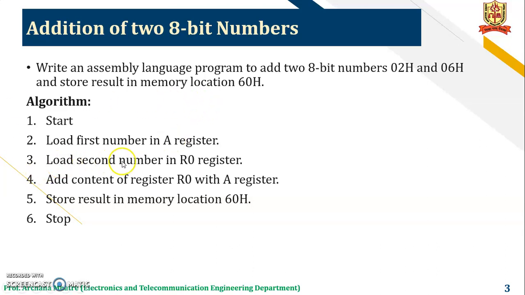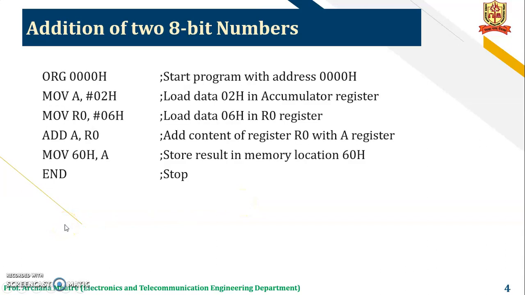Now second, load the second number in any one register. I am using the R0 register over here. Now add the content of register R0 with the A register, then store the result in memory location 60H as it is given in the program statement, then stop the program. So directly we will write the program.